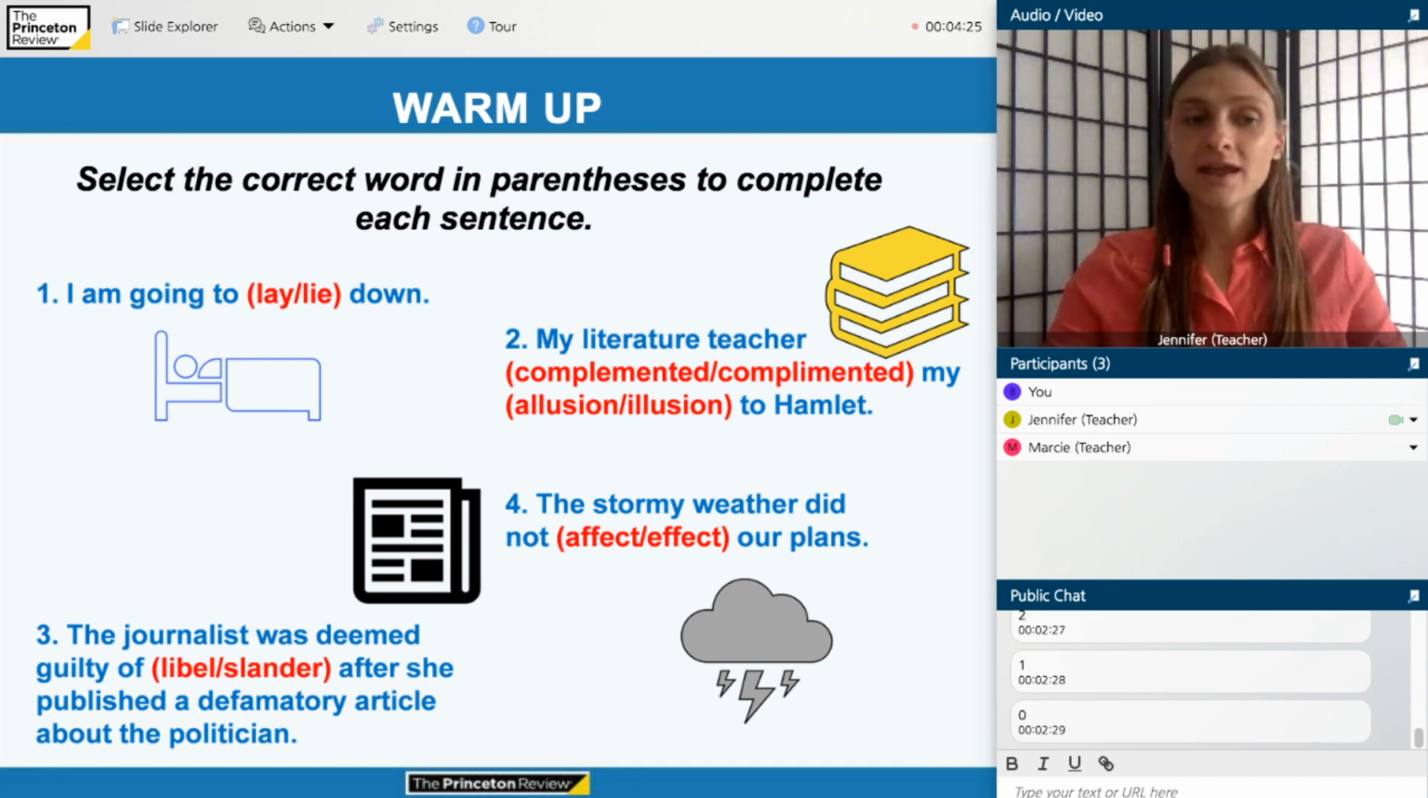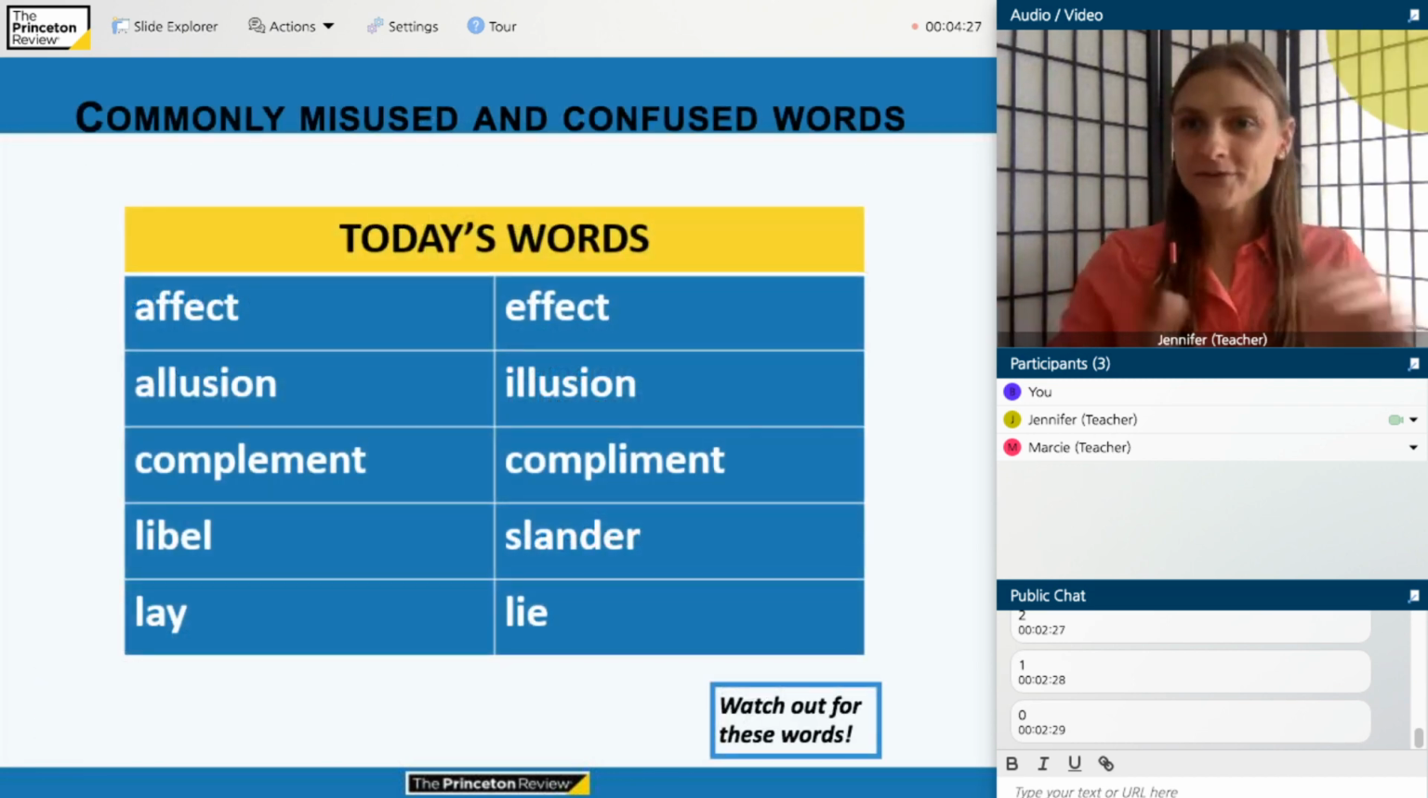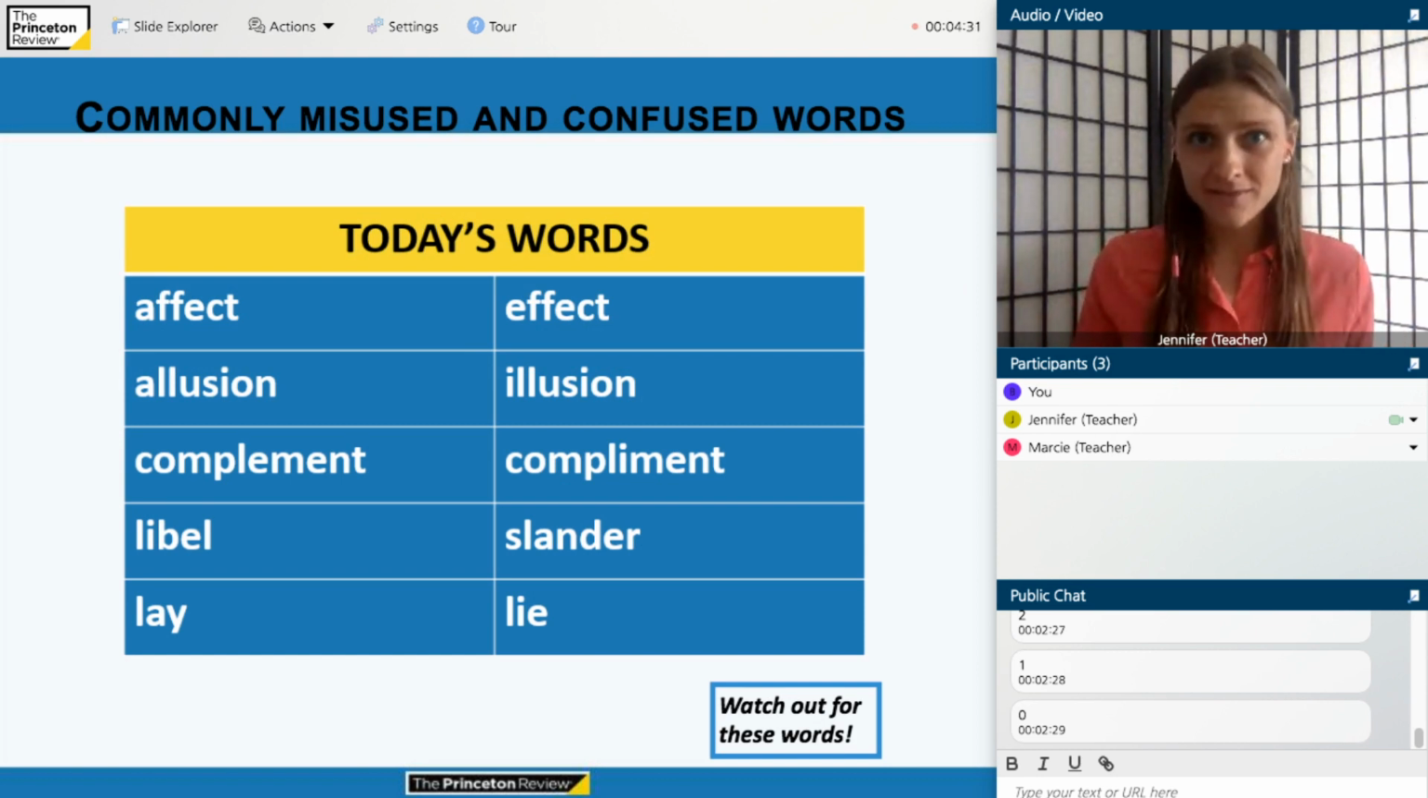All right. Here are the words that we saw again. These are the words that we are going to be going over today. There are so many words out there that we tend to mix up. But since we only have a little bit of time, we're just going to go over these 10 words. Okay, so let's begin with the first set here.